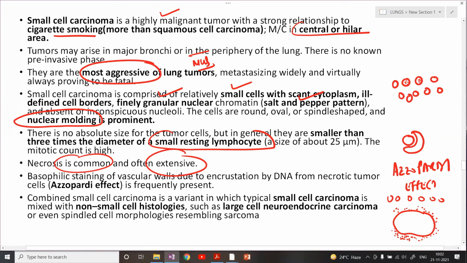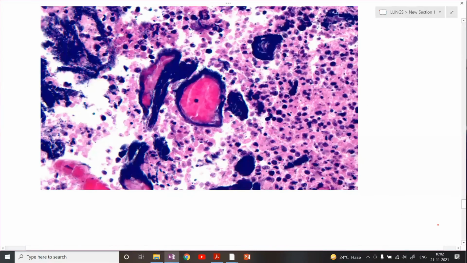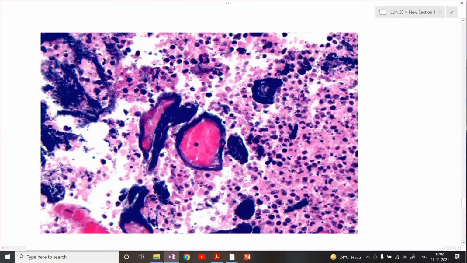And what is the color of the nucleus or the nuclear material? Yes, it is blue in color. So this is called the Azzopardi effect. Let me just show you with the help of this diagram. Can you appreciate? This was an important AIIMS question.